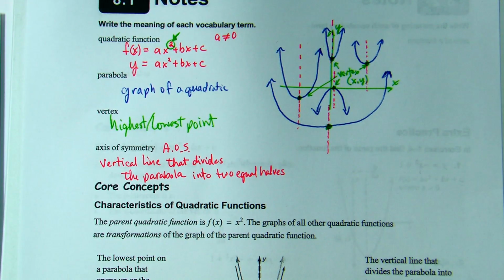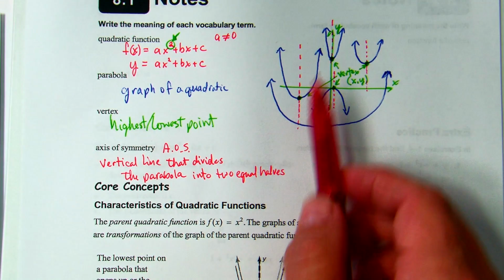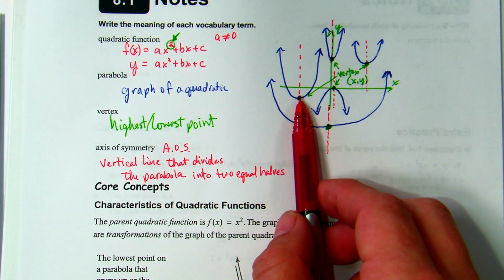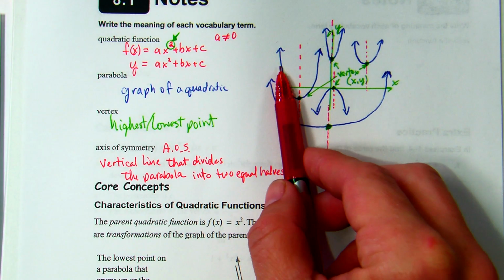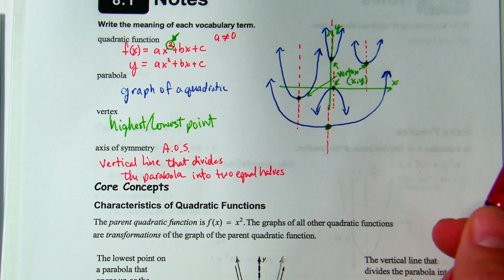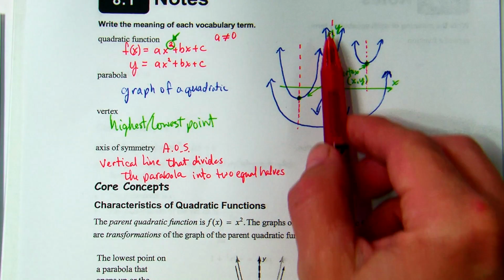What it does is it divides this parabola, or this one, or this one, or this one, or this one, into two equal halves. If I were to fold this paper on this line, then this would match up with the left side. The right side would match up with the left side, or vice versa. Okay, so it's a vertical line that divides the parabola into two equal halves.